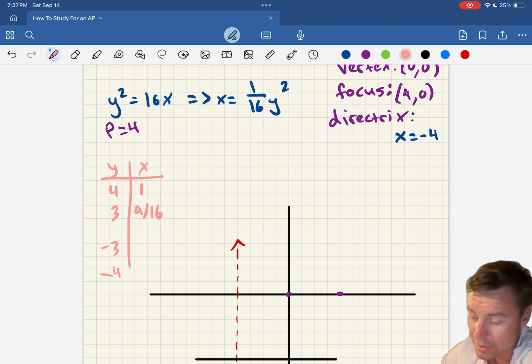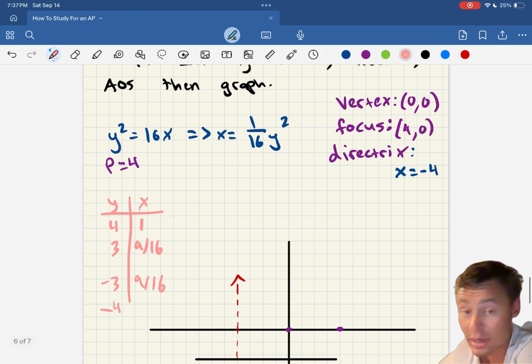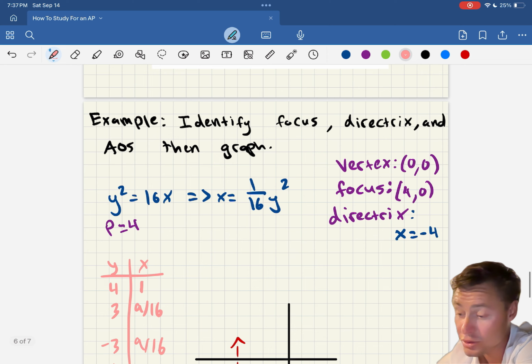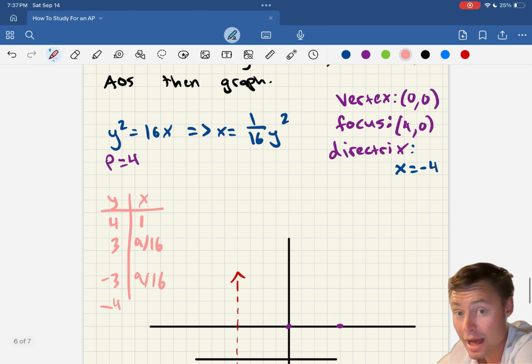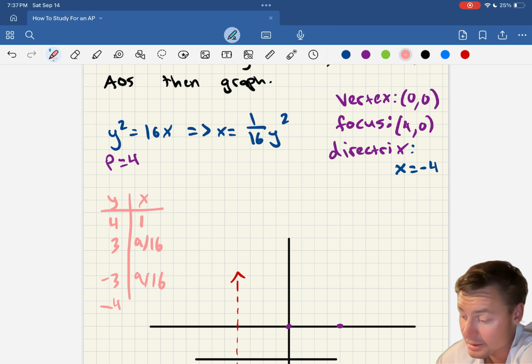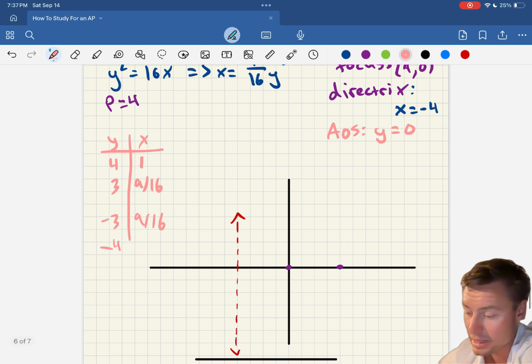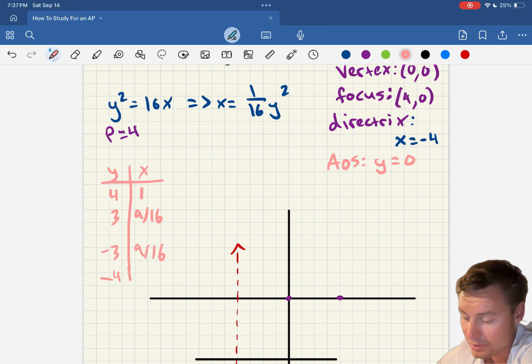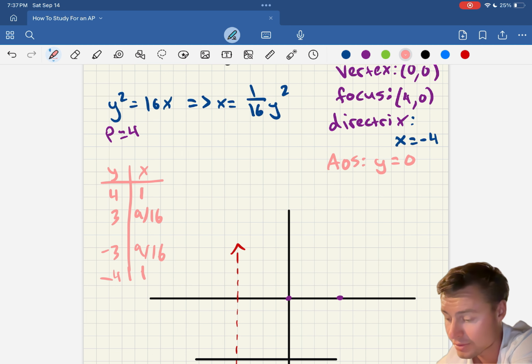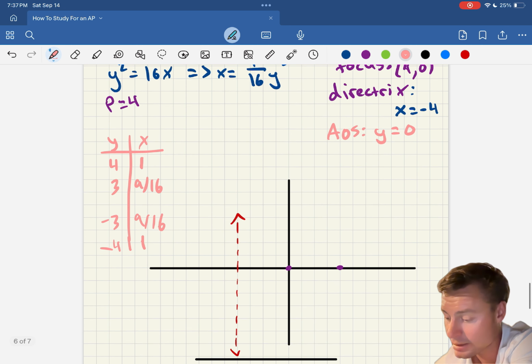I don't know if you remember from before, but there's a symmetry about this, which, by the way, it asks us for. The axis of symmetry would simply be the y value of the vertex. So the axis of symmetry here would just be y equals 0. And I'll show you that when we plot the graph. When y is -4, we get 1 again for x. Okay, let's plot these points now.